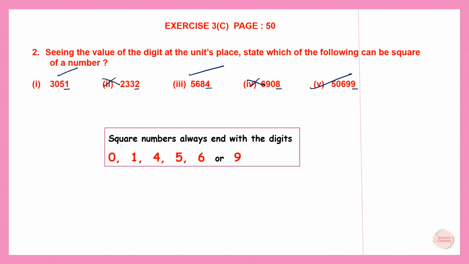So what is our answer here? The first one, the third one and the fifth one are the answers here. So the first, third and fifth are numbers that can be the square of other numbers. So remember to apply the property.